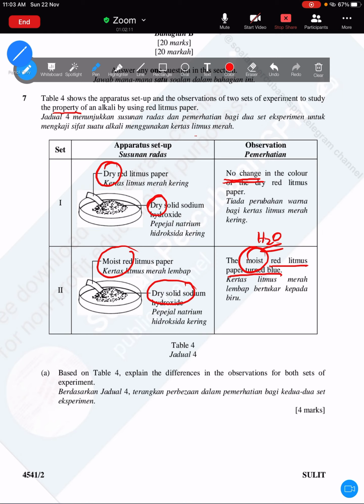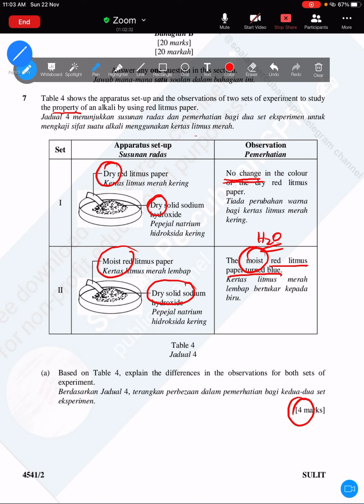Now you look at here. Based on table 4, explain the difference in the observation for both sets of experiment. Okay, both sets of experiment. Okay, 4 marks. This one, explain the difference in the observation for both of these.